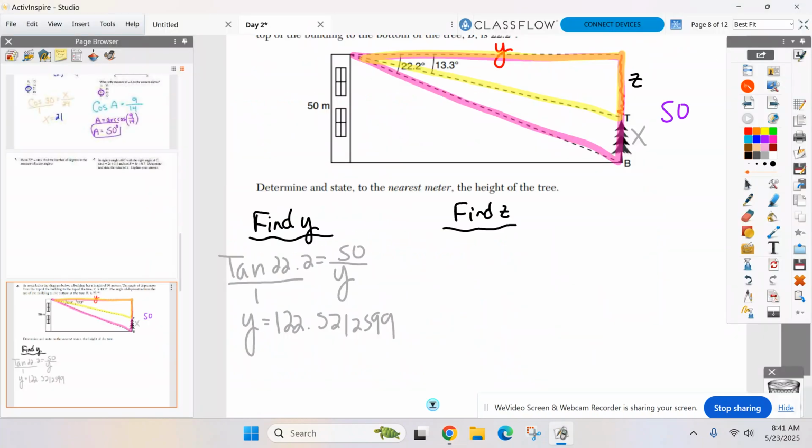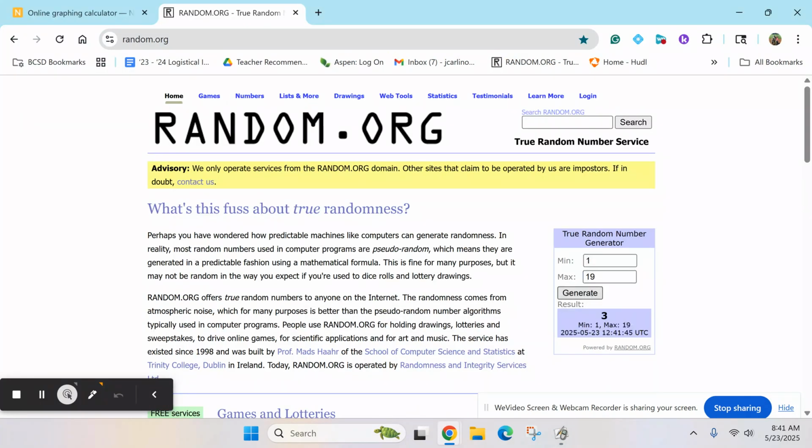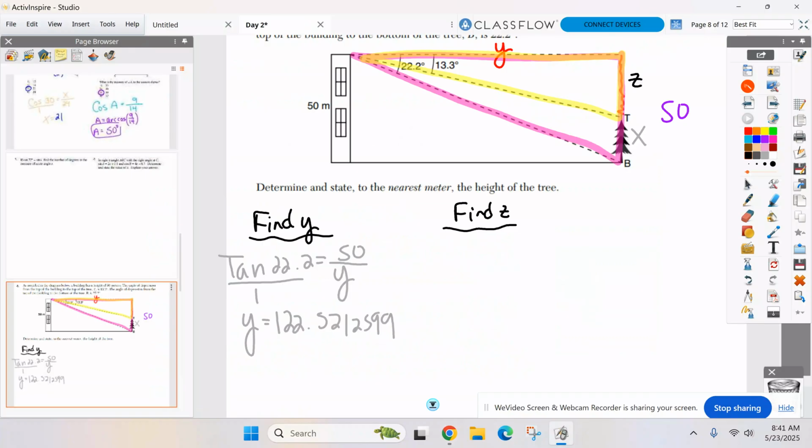Juliana, I don't want to use the 22.2 anymore. What angle do I want to use in this one now? Yep. Everyone see now, no more 22.2. I can use the 13.3. All right, let me ask you guys, Juliana, again. The side I'm trying to find, I labeled it Z, opposite, adjacent, or hypotenuse. Opposite. And what about the side we just found? All right, so it's going to be tangent again, but now using 13.3. Opposite side, and now you're using that non-rounded answer as your adjacent side.